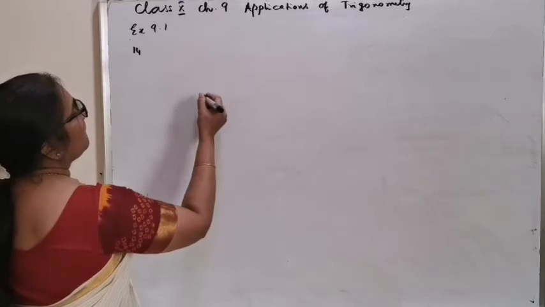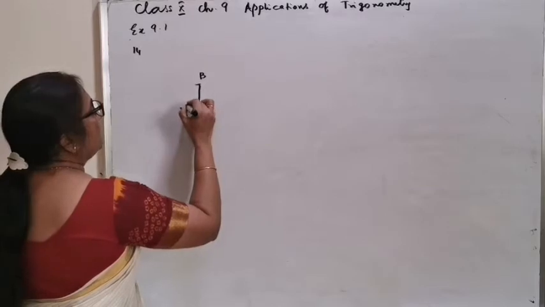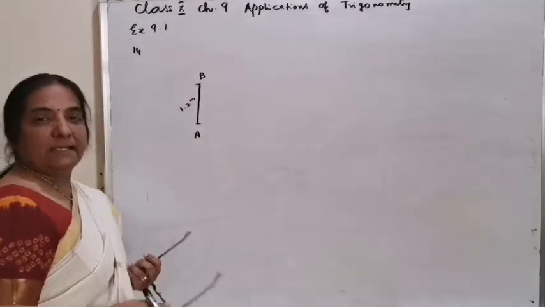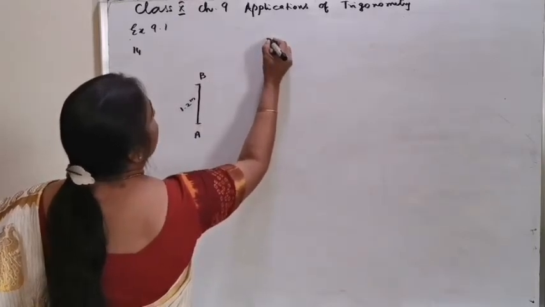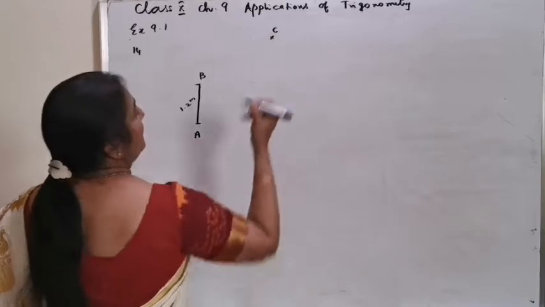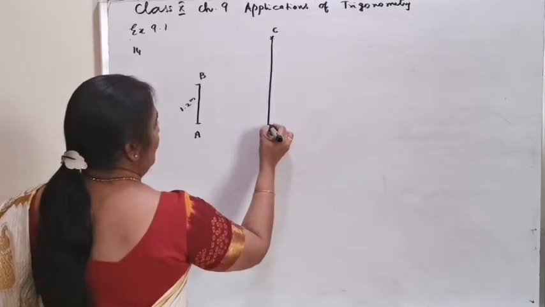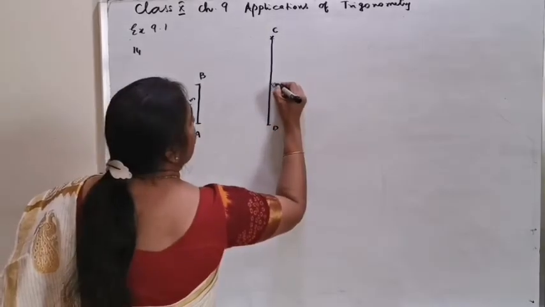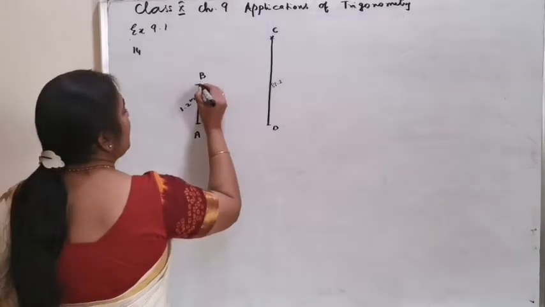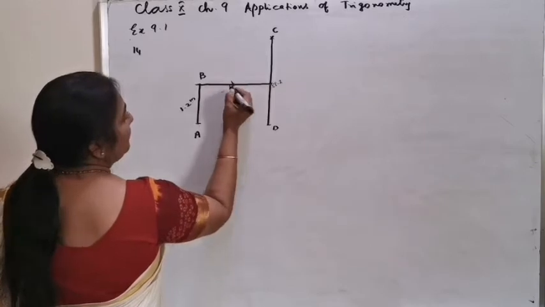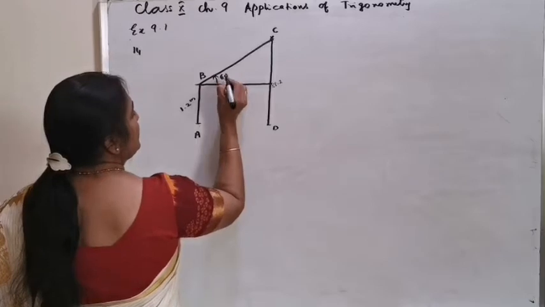Let AB is equal to 1.2 meter represents the height of the girl, and let the first position of the balloon, what she is observing, be at C. The height of the balloon from the ground is given as 88.2, and the angle of elevation from her eyes, that means her normal eyesight is here, and she observes the balloon at an angle of elevation 60 degree.